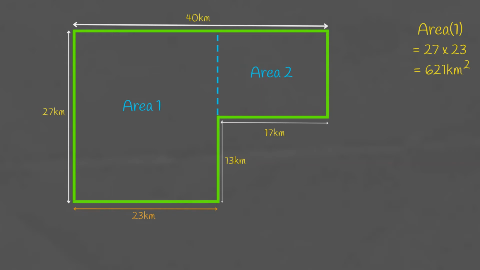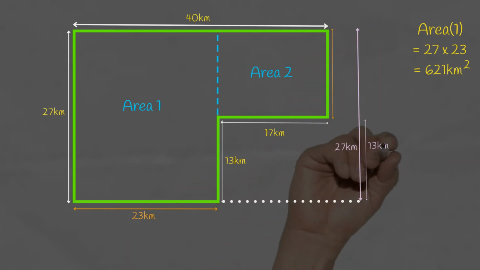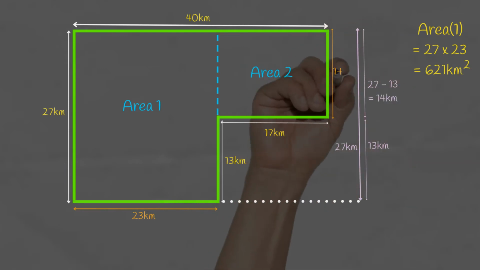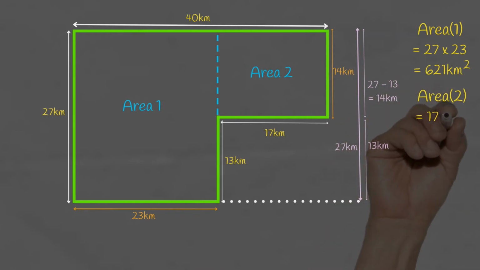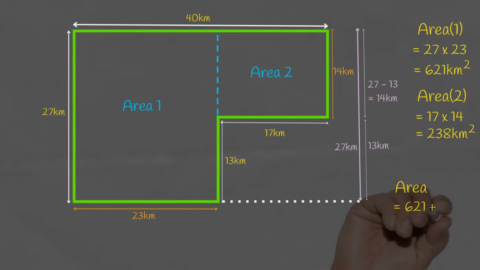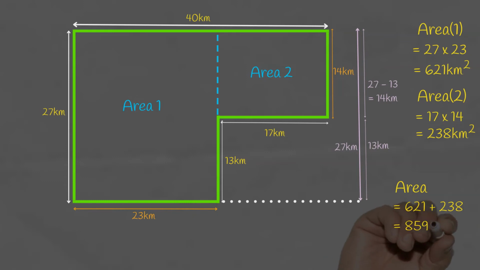Well, again, for Area 2, we have the length, which is 17 kilometres, but we don't have the width. And to work out the width, we know that this distance is 27 kilometres and this distance is 13, so the width is going to be 27 minus 13, which is 14 kilometres. Now we can work out Area 2, which is 17 times 14, which is 238 kilometres squared. Therefore, the total area is 621 plus 238, which is 859 kilometres squared.